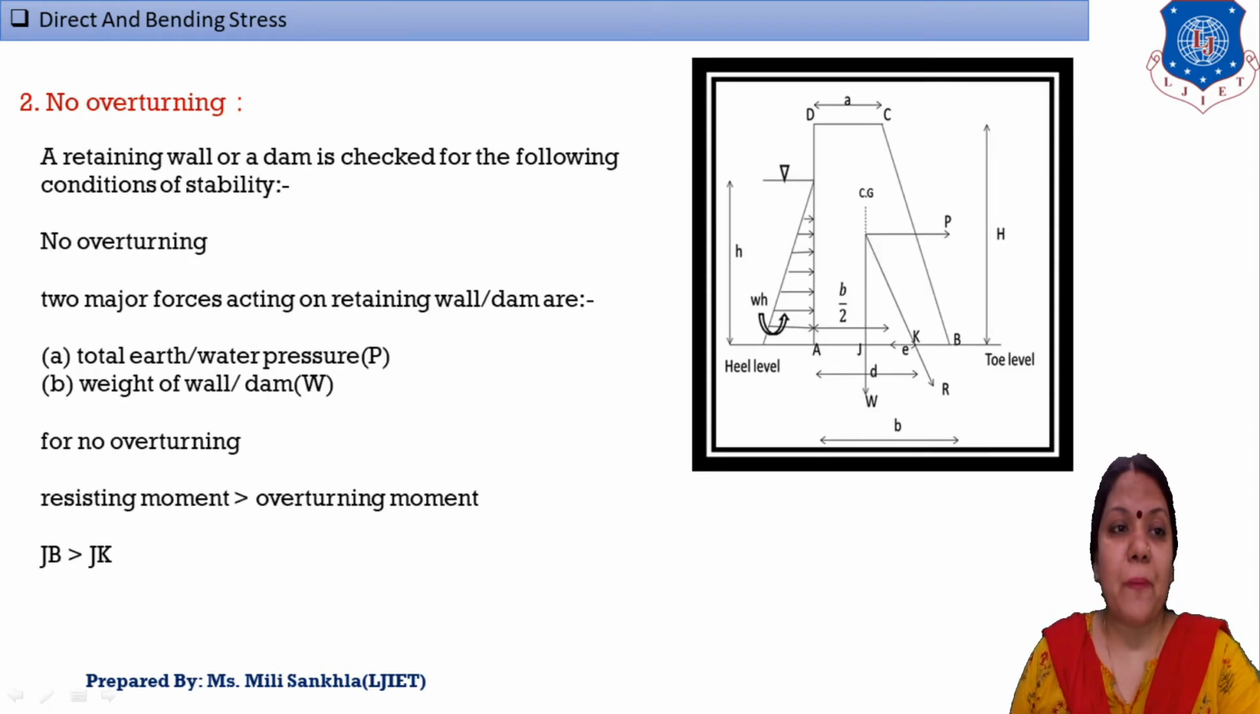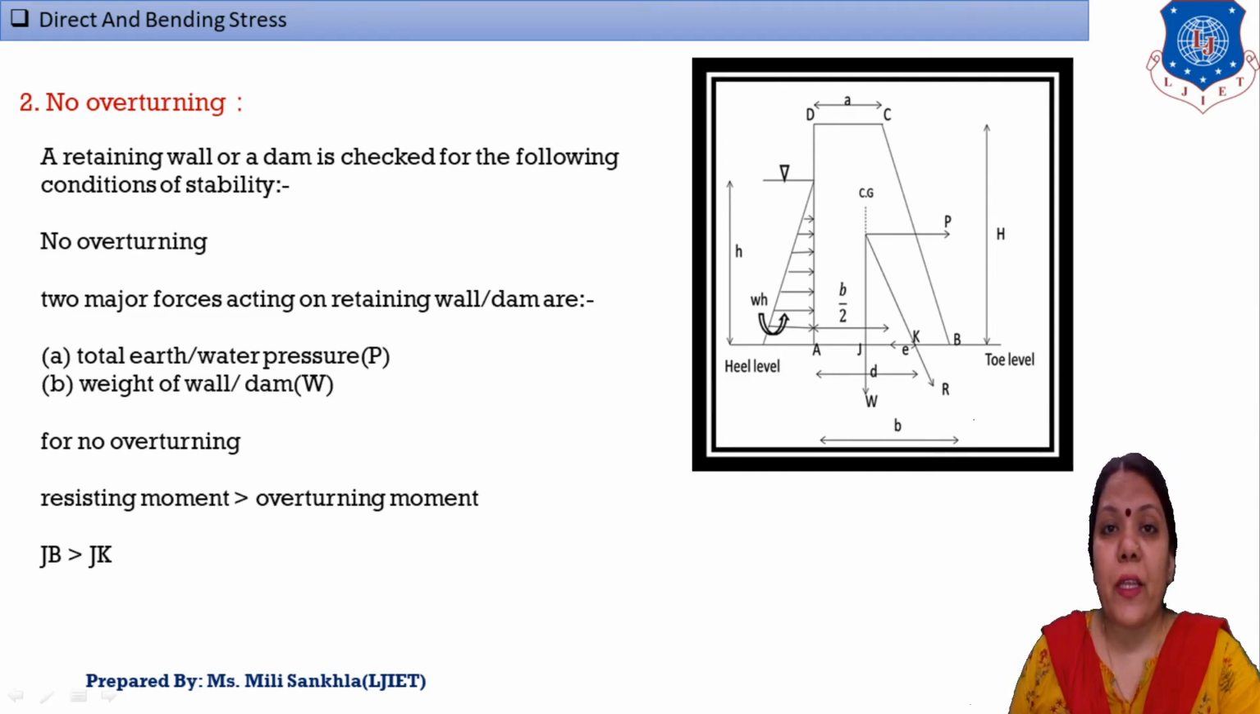Now next, no overturning. For that, here I take a figure again. This is the side section of pier or dam or retaining wall. A retaining wall or dam is checked for the following condition of stability, and that is no overturning. If our dam or retaining wall is to be safe against overturning, then this condition must be satisfied.